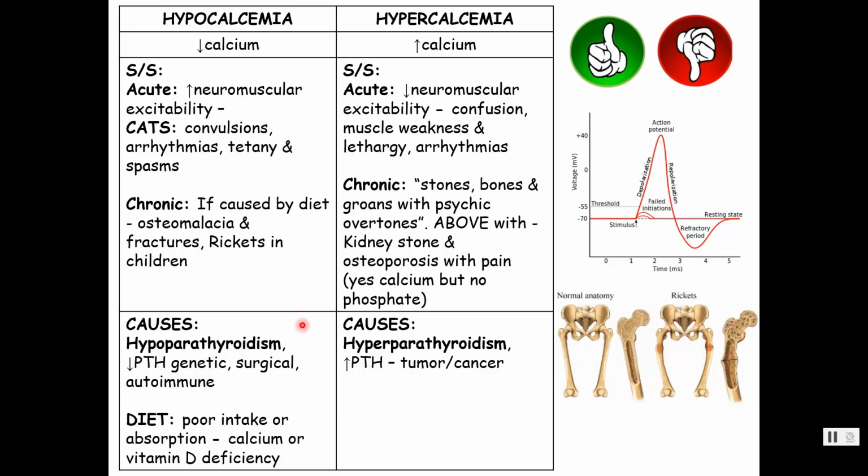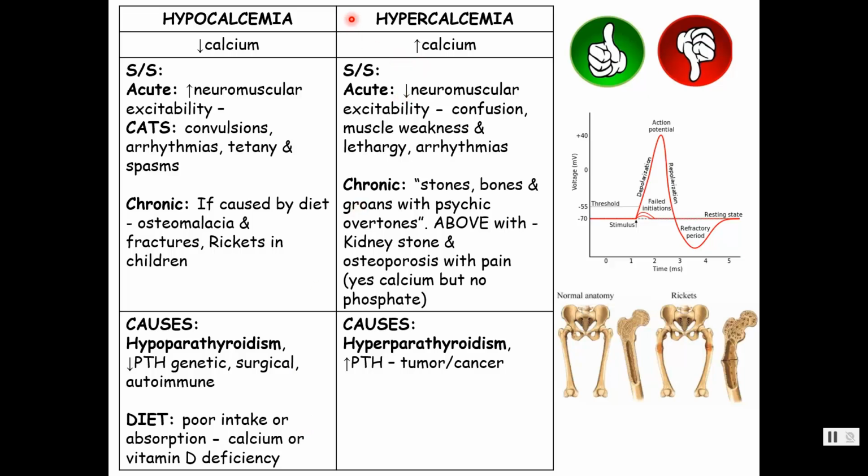Since our number one hormone controlling calcium levels, if it's not dietary, it's going to be caused by hypoparathyroidism, so low output from the parathyroid gland. It could be genetic, it could be surgical from removal of the thyroid gland. It could also be autoimmune, or, like I said, dietary, so poor intake or absorption. This could be either for calcium or for vitamin D, because we need vitamin D to absorb our calcium. And so those would be the causes of hypocalcemia.